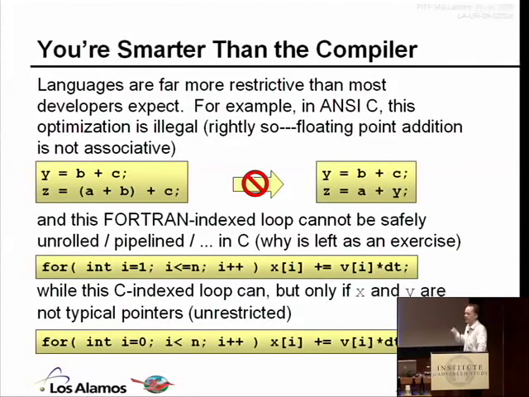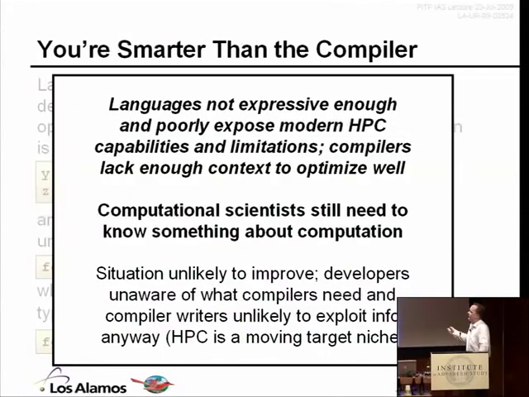The main point is the compiler and languages and whatnot do not expose the limitations and capabilities that you find in high-performance computing. They just don't have the context to understand what you're doing and do a good job of optimizing. So as a computational scientist, we still need to know something about the computational side of things.